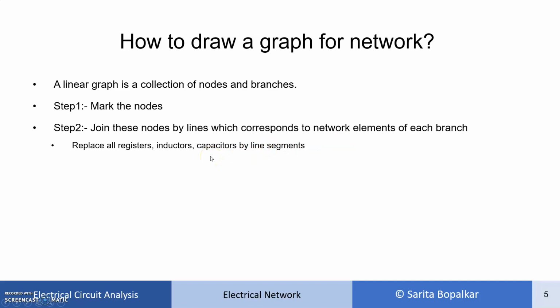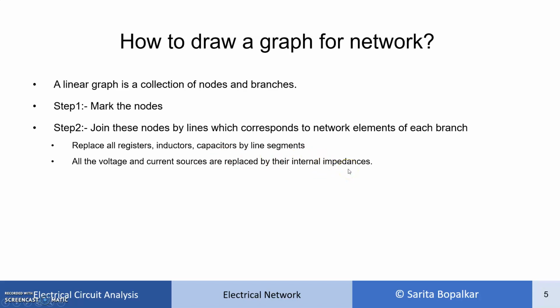Now a network element can be a resistor, inductor, capacitor. All these network elements we are not differentiating, whether it is resistor, inductor, capacitor. We just connect the nodes by a branch which holds any one of these network elements. But in case your network element is a voltage or current source, how can we replace it? Voltage source and current source have to be replaced by their internal impedance.